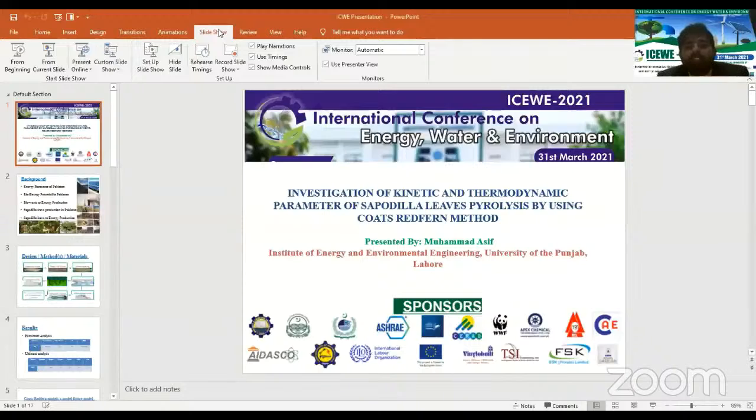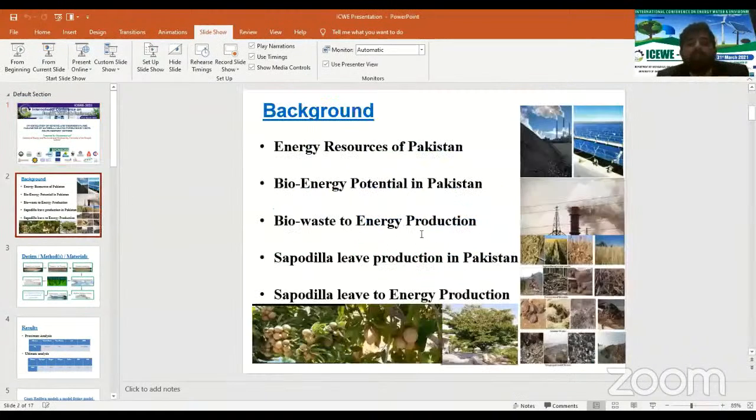Hello, Assalamu alaikum. I'm Mr. Asif from the Institute of Energy and Environmental Engineering, the University of the Punjab. I have to present on the investigation of kinetic and thermodynamic parameters of Sapodilla leaves pyrolysis by using the Coats-Redfern model. Pakistan has limited fossil fuel energy resources, but it has huge potential of renewable energy resources like solar energy or biomass energy. Pakistan is producing several tons of biomass waste every year, but there is no proper setup for energy production from these biomass wastes.